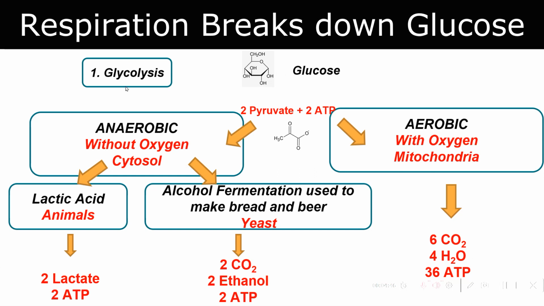So glucose during glycolysis is being broken down into pyruvate, and you get a small amount of ATP from there.